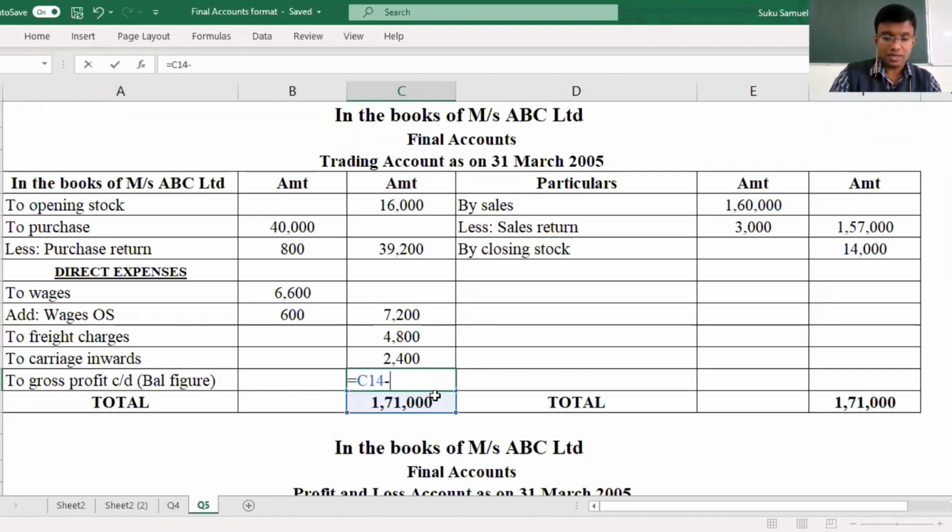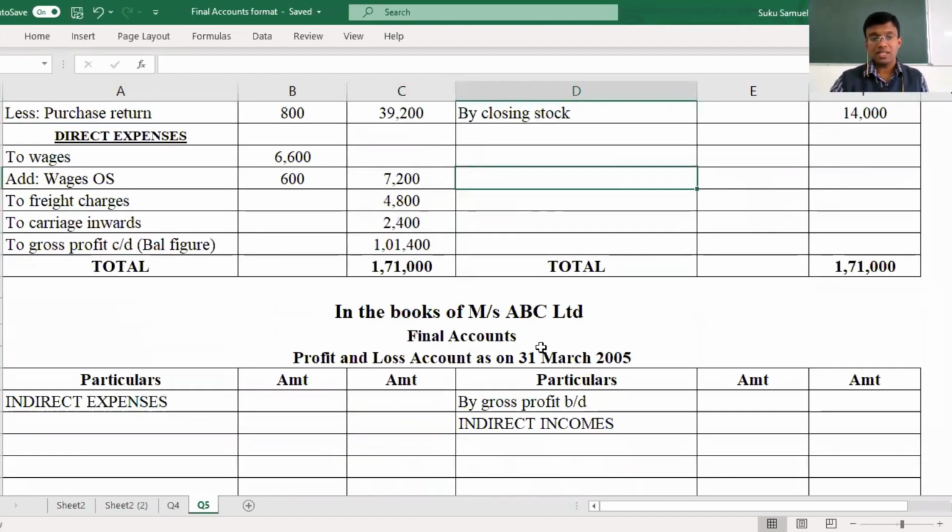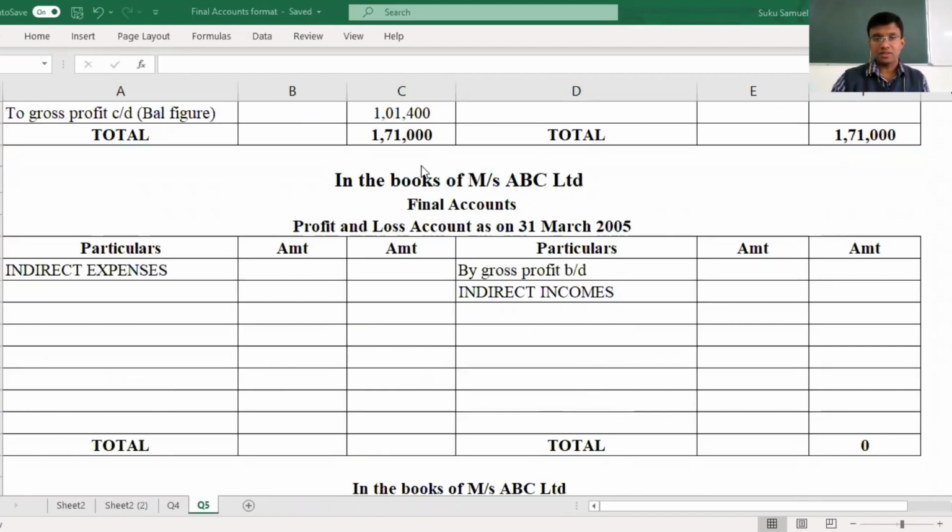So now let me just quickly take the difference of the amount and calculate that. Gross profit works out to be 1,01,400. I repeat, the gross profit works out to be 1,01,400. So that is the gross profit. We have estimated the gross profit. Now let us move on.